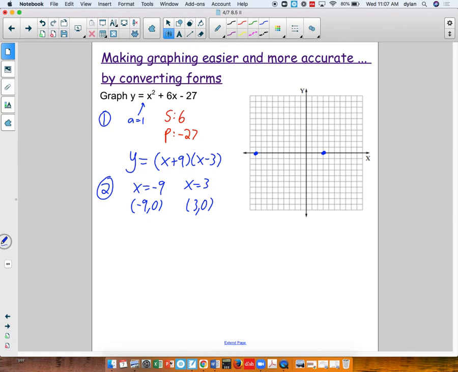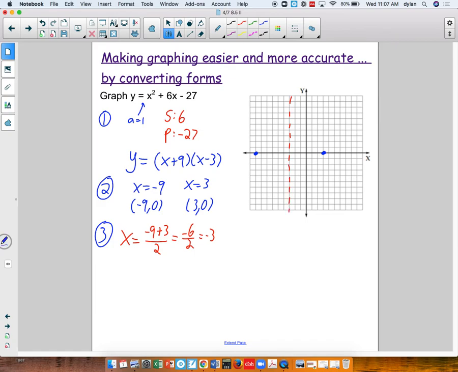Then step 3, we need to find our axis of symmetry. And the axis of symmetry, remember, is the average of the two x-intercepts. So x equals negative 9 plus 3 divided by 2. In other words, it equals negative 6 over 2, which is negative 3. So I'm going to put in my axis of symmetry at negative 3.